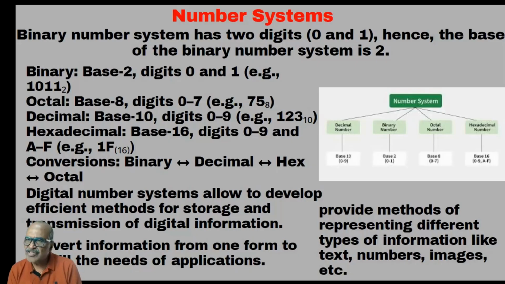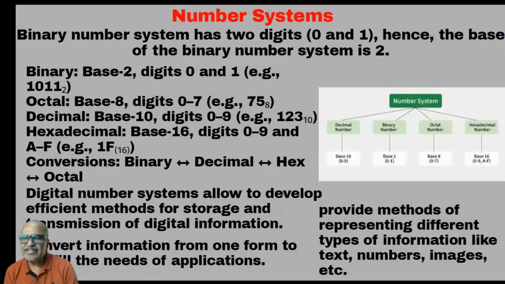Okay, what are the conversions? Binary to decimal, decimal to hex, and hex to octal, and vice versa, both ways. All right, so digital number systems allow us to develop efficient methods for storage and transmission of digital information. That is the main reason why we use them. They convert information from one form to another to fulfill the needs of applications, so whatever the application requires, the information will be provided accordingly.